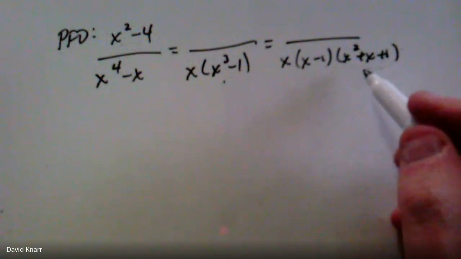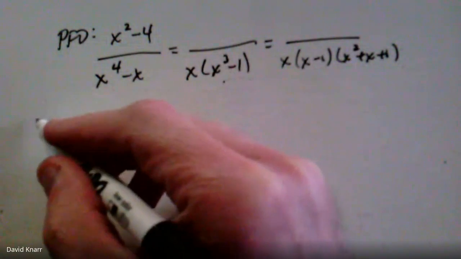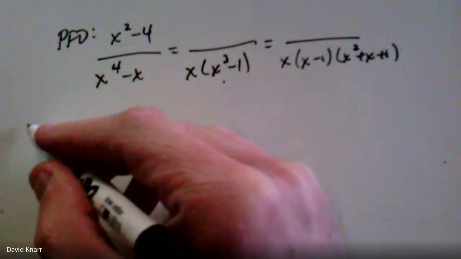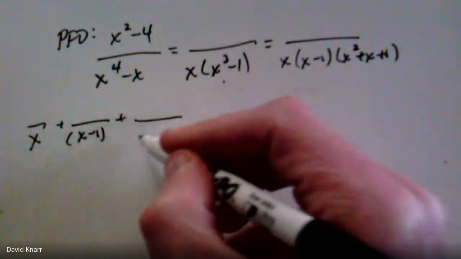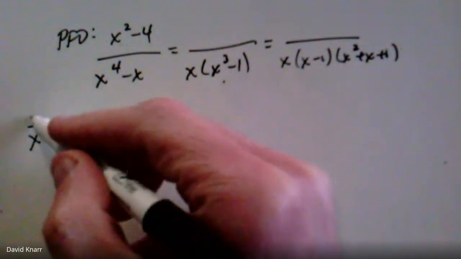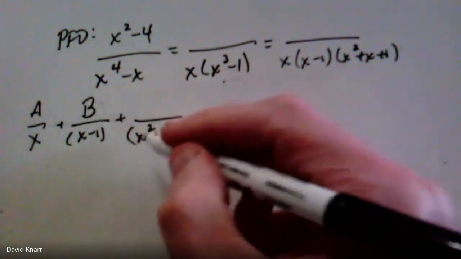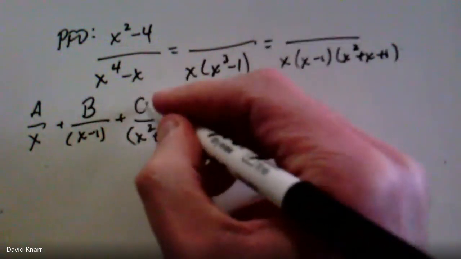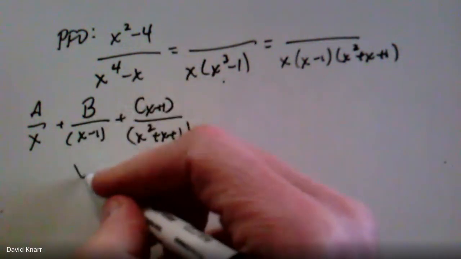So now let's write our fractions. We're going to have 3 of them: x, x minus 1, and x squared plus x plus 1. On top of the x, a linear factor, goes a number, A. Here's another linear factor, B. Here's a quadratic factor, Cx plus D. Now I have to refine the common denominator, and we'll set it equal to x squared minus 4.